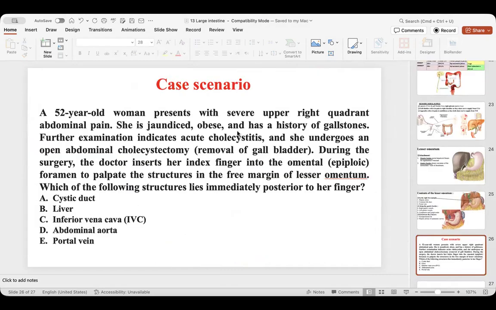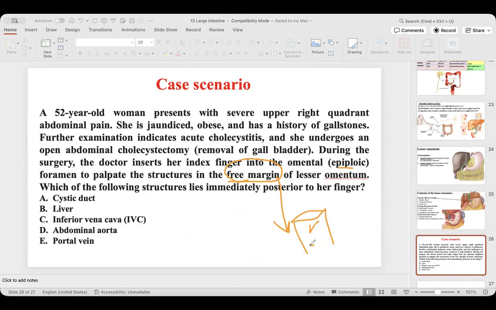Our patient came to your clinic with gallstone, cholecystitis, for removal. Your finger is here in the epiploic foramen, palpating the free border of the lesser omentum. What are the structures in the free border of the lesser omentum? As we said before, the portal vein, and in front of the portal vein to the right the common bile duct, and to the left the hepatic artery.